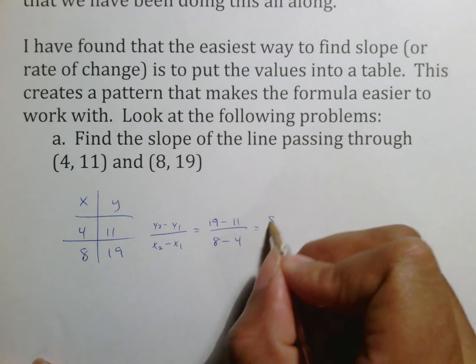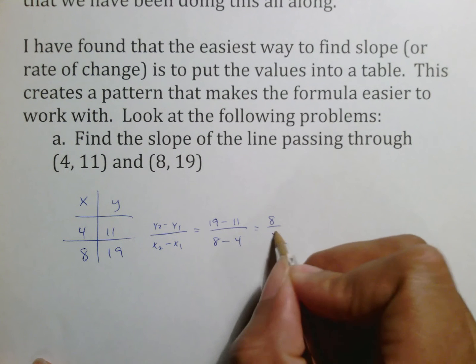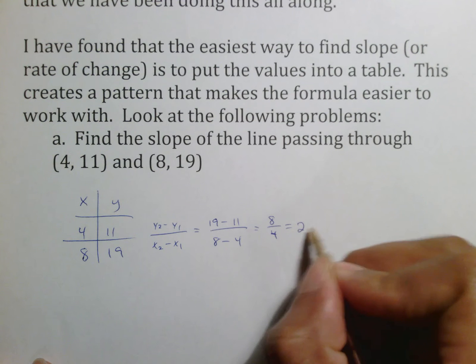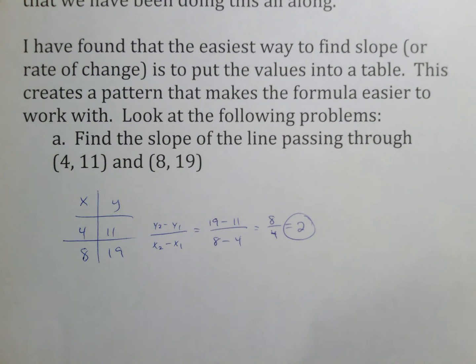19 minus 11 turns into 8. 8 minus 4 turns into 4. 8 divided by 4 gives me an answer of 2. And that is your rate of change or your slope.